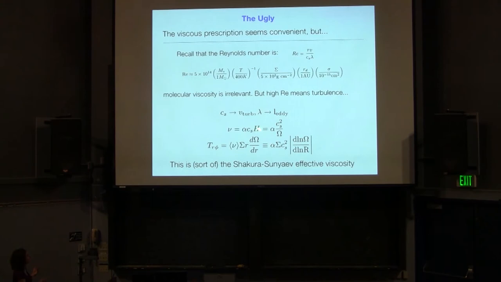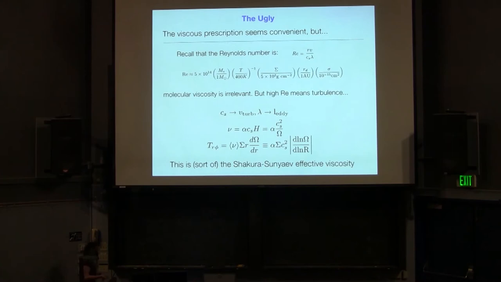And if I go back to the viscous tensor that I showed you a couple slides ago, and you rewrite this in terms of this alpha prescription, then you just have some number that you don't know the answer to, that's uncertain, surface density, sound speed, and then this is just your shear. And so this is why this is a very convenient way to talk about angular momentum transport, despite all of the deficiencies, because I can put all of my ignorance in just one unknown.